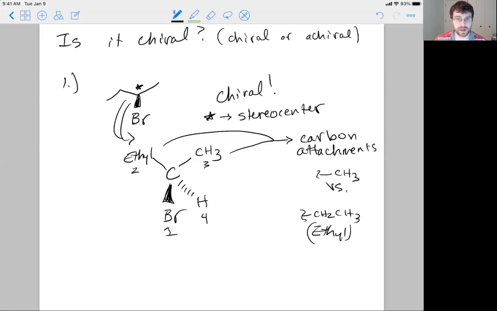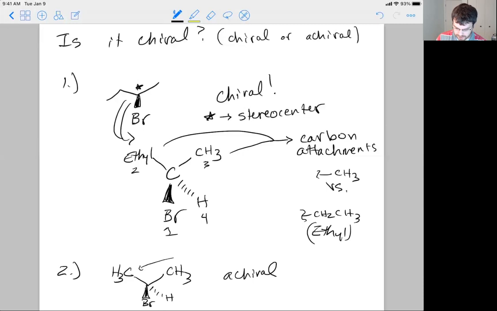Now, a bromine's a bromine, a hydrogen's a hydrogen, a methyl group is a methyl group. If I replaced the ethyl group with another CH3, if I went down this road, this is now achiral, and the reason why is because the 2 CH3 groups are the same.